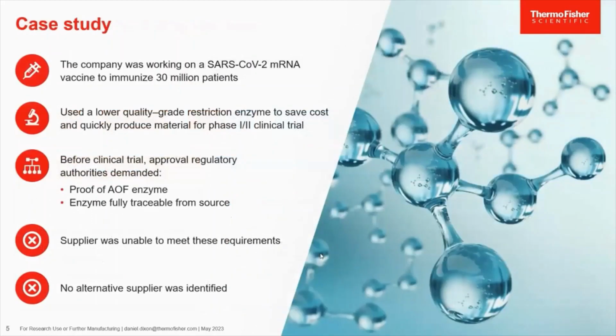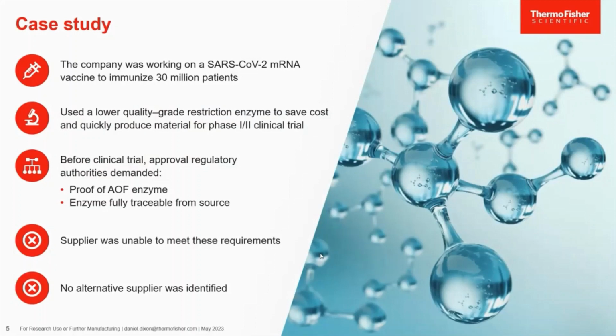So what is an example of a scenario where product quality is not critically considered? This slide tells the story of a company working on a SARS-CoV-2 vaccine that followed the classical pathway of getting a C of A, asking if the material is animal origin free, and then getting a quote. They chose the cheapest material. In this case, it was a restriction enzyme.